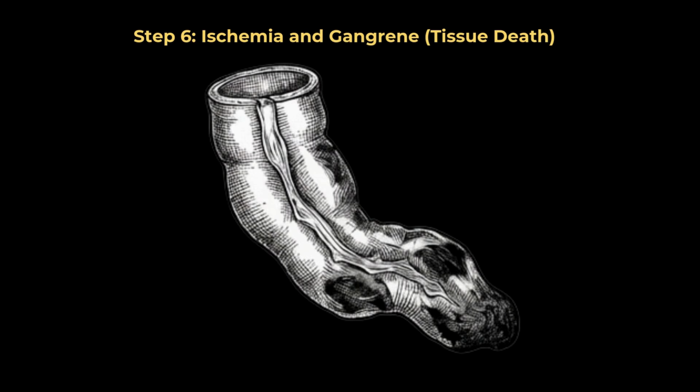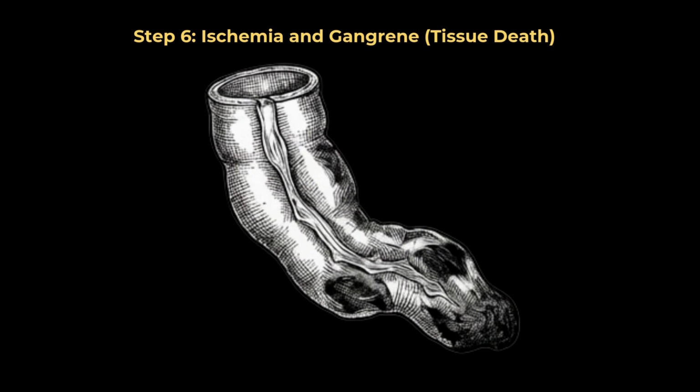This is a critical and irreversible stage of appendicitis. At this point, the pressure inside the appendix becomes higher than the arterial blood supply. Blood can no longer reach the wall. The tissue begins to die. This stage is a true surgical emergency, and rupture can occur within hours.